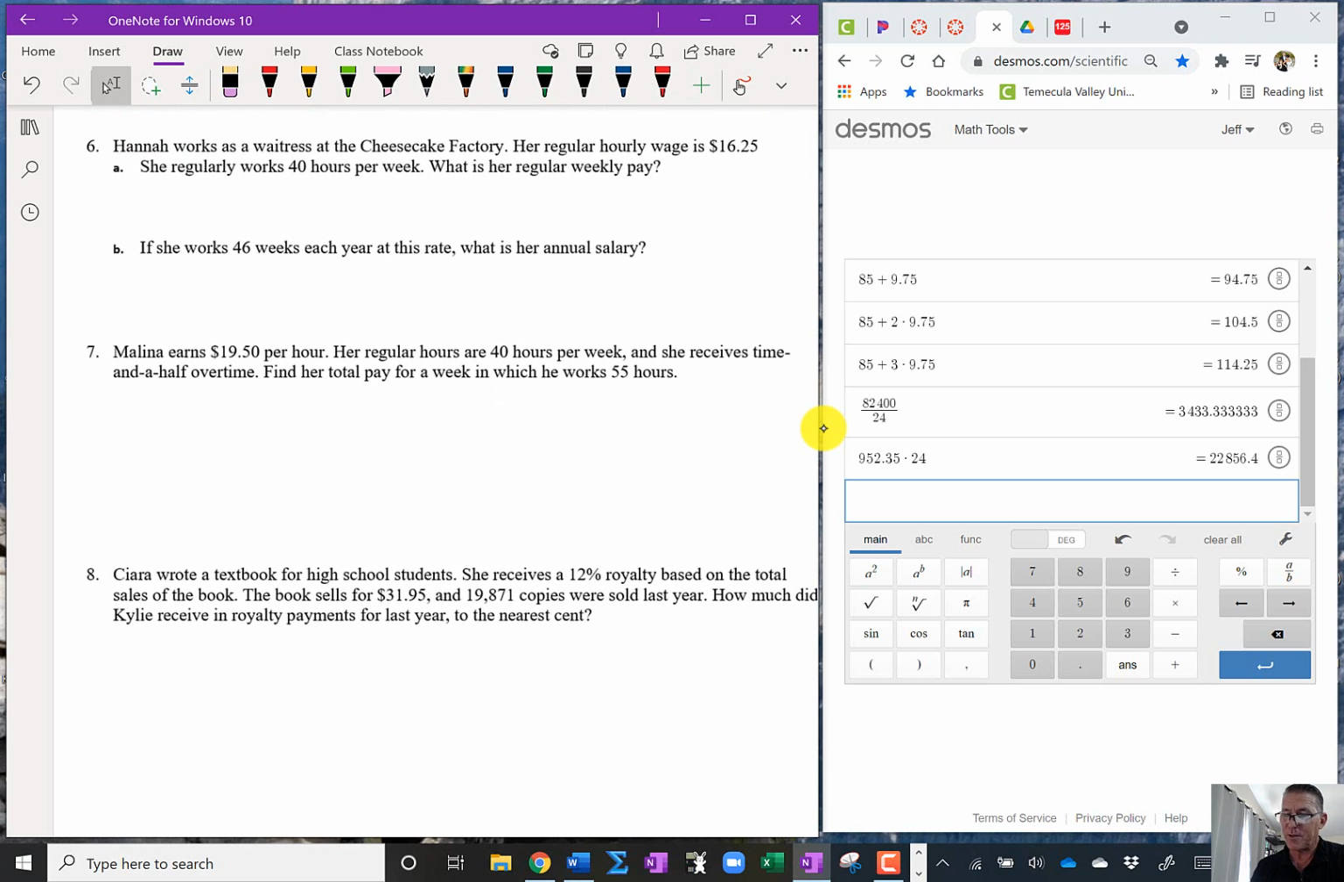Okay, number 6. All right, Hannah works as a waitress at the Cheesecake Factory. Her regular hourly wage is $16.25. She works 40 hours per week.